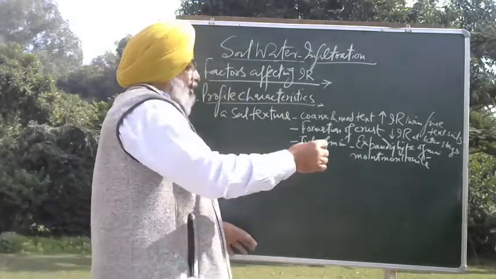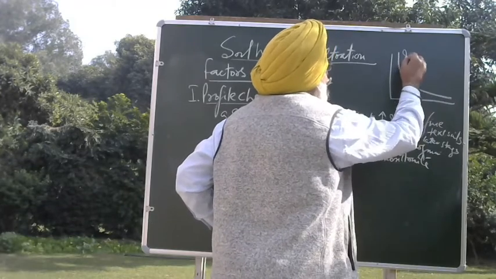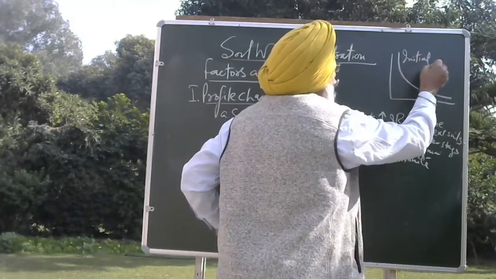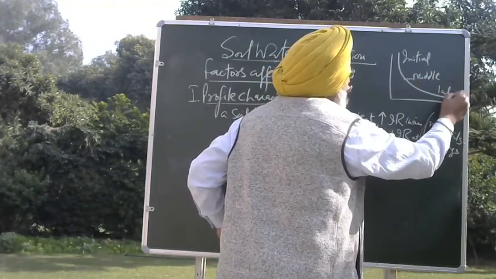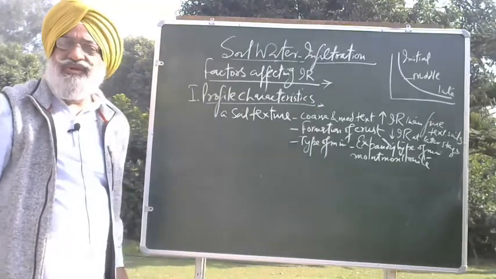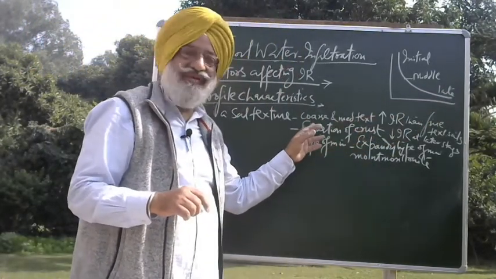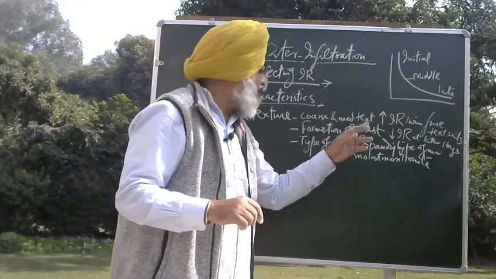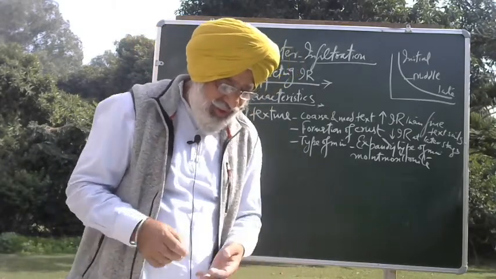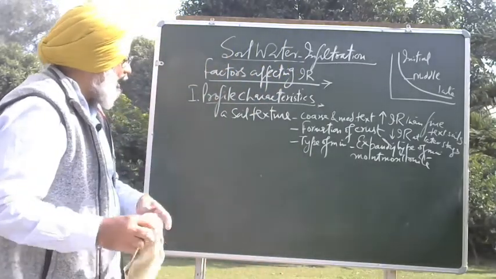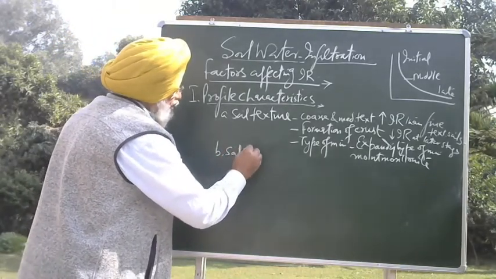As I said over here, that initially this is the initial stage, this is the middle stage, and this is the late stage, where the rate becomes constant. So this constant rate will depend upon formation of crust. This will depend upon the type of mineral you have in the soil. So after soil texture, we have another factor, that is soil structure.